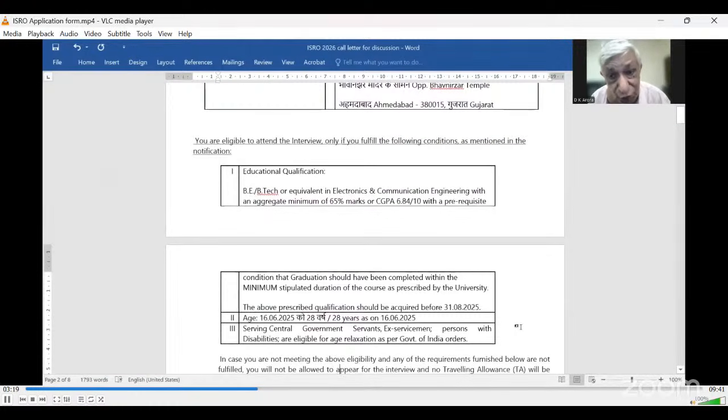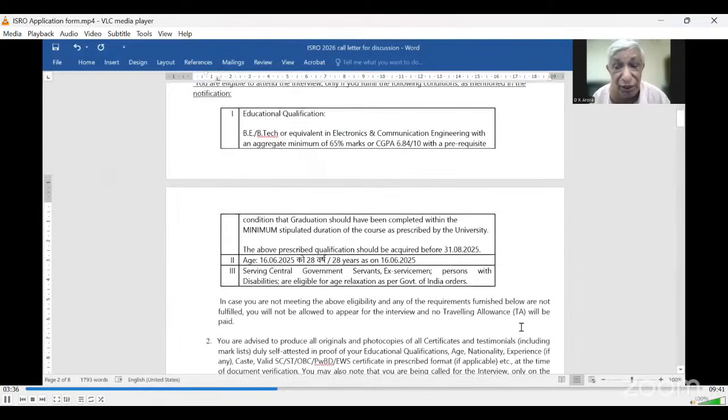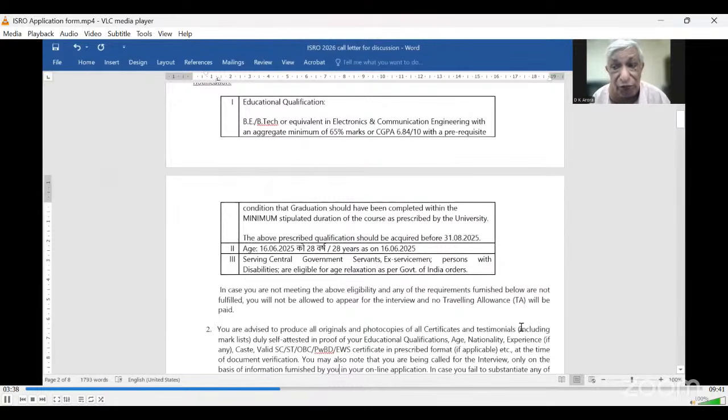This interview is subject to you fulfilling the condition that for electronics, your degree has to be in electronics and communication engineering with an aggregate minimum of 65% marks or a CGPA of 6.84 on a scale of 10. And the second condition is that you must have completed the degree in the minimum period stipulated for completion of the degree. Standard is 4 years. If you are having a lateral entry, then the time for completion of the degree is 3 years, right? For dual degree, it is going to be 5 years. All that is permissible by ISRO.